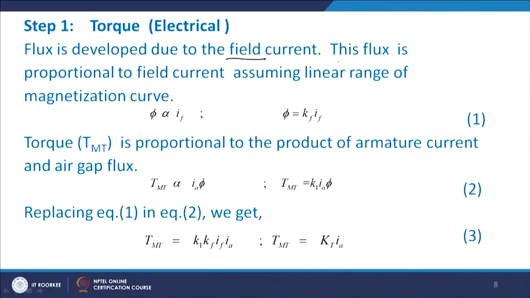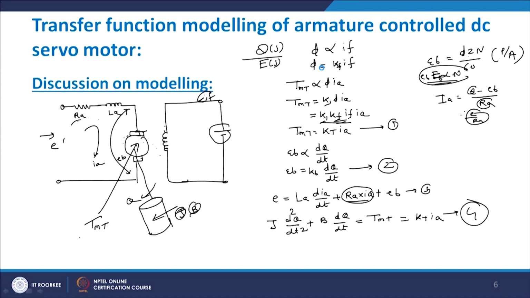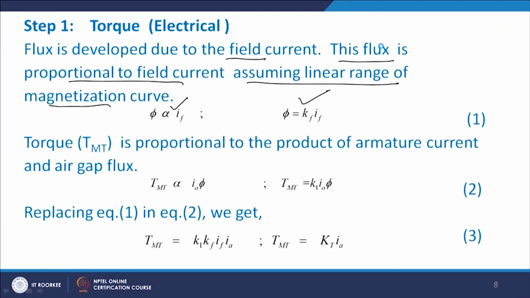The flux is developed due to the field current. This flux is proportional to field current, assuming linear range of magnetization curve. So flux is proportional to I_f, so flux equals K_f into I_f. So we have seen this expression earlier. Next, this torque is proportional to the product of armature current and air gap flux. Therefore, motor torque equals armature current into flux.